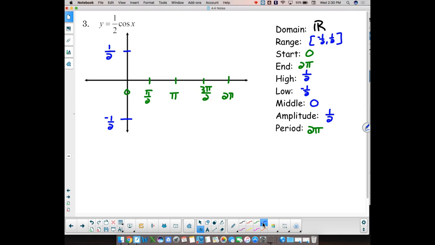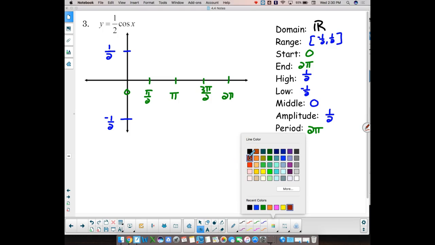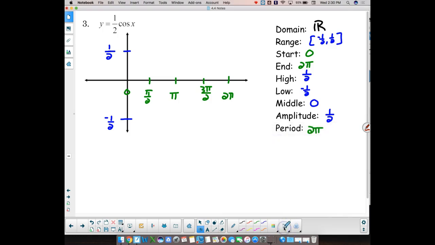And then you say to yourself, okay, cosine starts up. So I need to start there. Cosine then goes to the middle, then it goes low, then it comes back to the middle, and cosine ends up top. A little too high. Still a little too high. Okay? And then you fill it in.